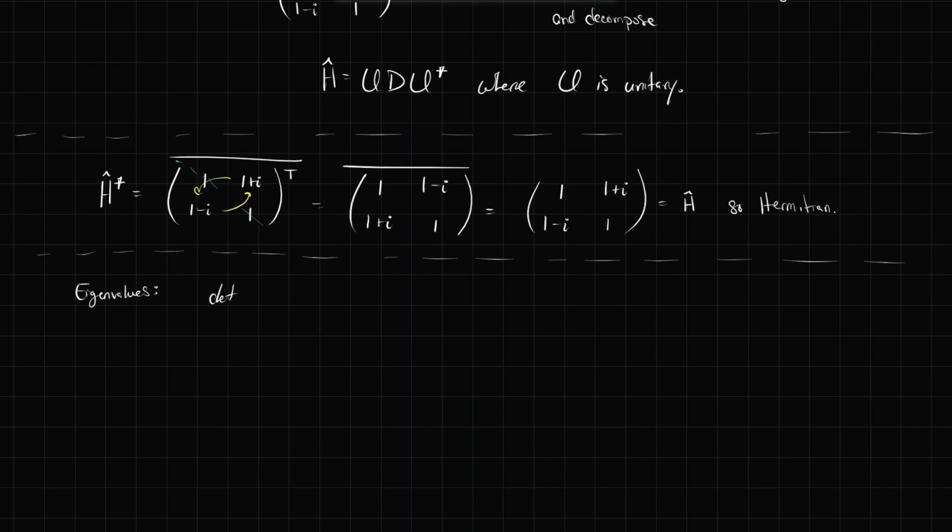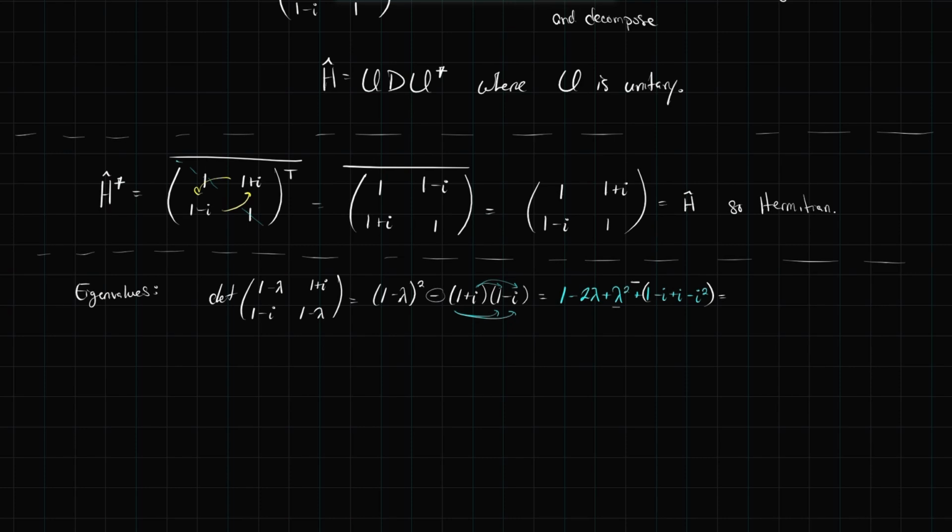So to find the eigenvalues, I need to construct the characteristic equation, which will be the determinant of 1 minus lambda, 1 plus i, 1 minus i, and 1 minus lambda. So that'll be 1 minus lambda squared minus 1 plus i times 1 minus i. So when I FOIL 1 minus lambda squared, that's not too bad. It's 1 minus 2 lambda plus lambda squared. When I FOIL this, we'll go first, outside, inside, last. We'll have 1 from the first, negative i from the outside, positive i from the inside, negative i squared from the last. These last terms all had a minus sign in front of them coming from here.